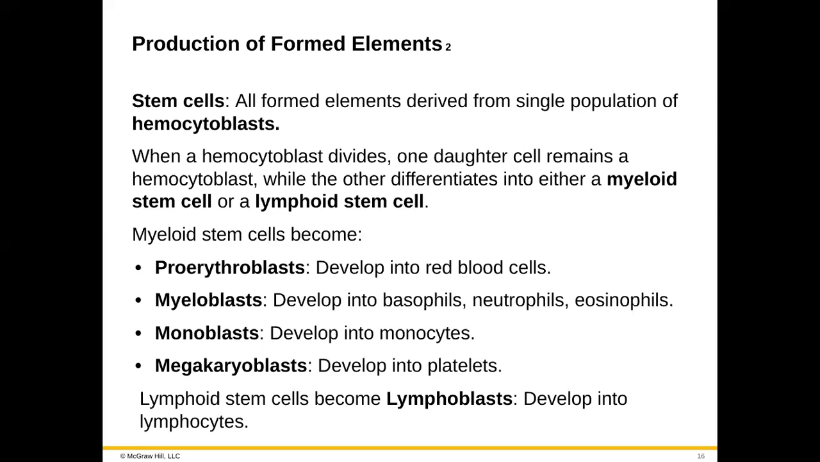Myeloid stem cells become proerythroblasts, which develop into red blood cells; monoblasts, which develop into monocytes; myeloblasts, which develop into basophils, neutrophils, and eosinophils; or megakaryoblasts, which develop into platelets. Lymphoid stem cells will become lymphoblasts, which will then develop into lymphocytes.